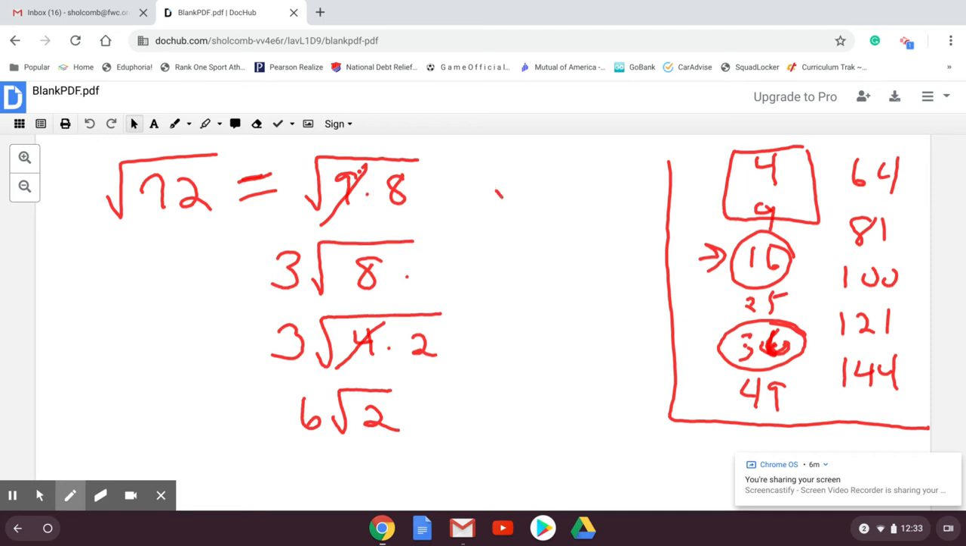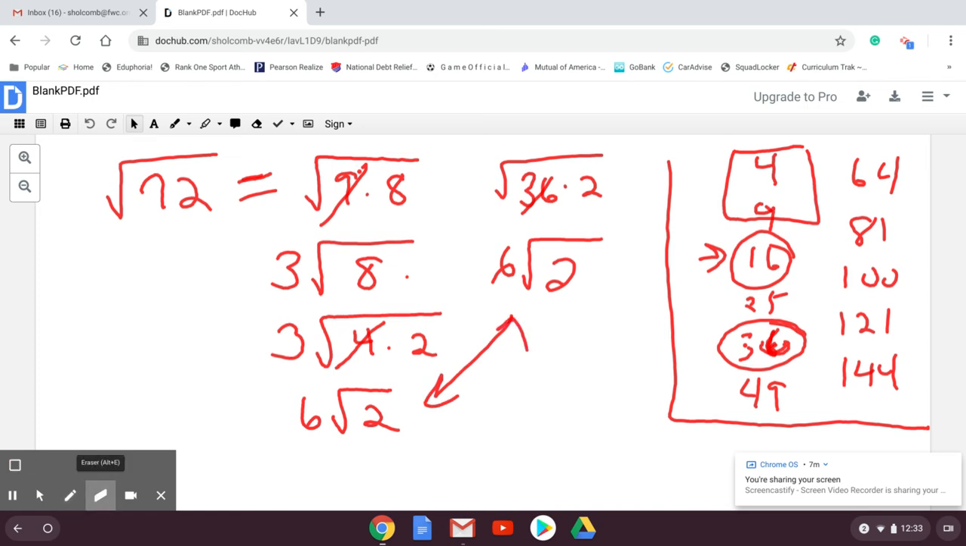The reason I know that this is also correct is if we had seen that 36 was the biggest perfect square, 36 times 2, then we could have immediately pulled out the 6 by crossing it out, pulling out the 6, and you can see that our two answers are the same. Okay, so there's the basics of everything.